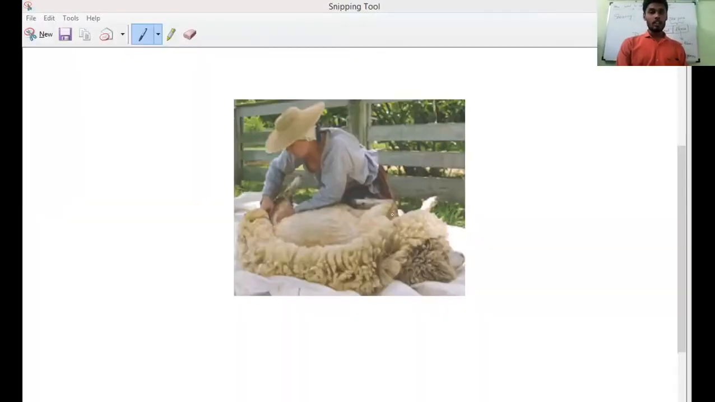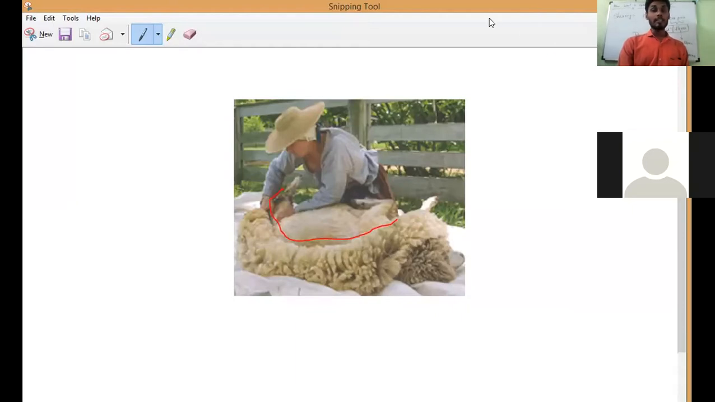You may see in this video. Here, have you noticed it? She is removing it together like a single piece. Have you noticed it or not? Like that we should remove. What should we call this process?